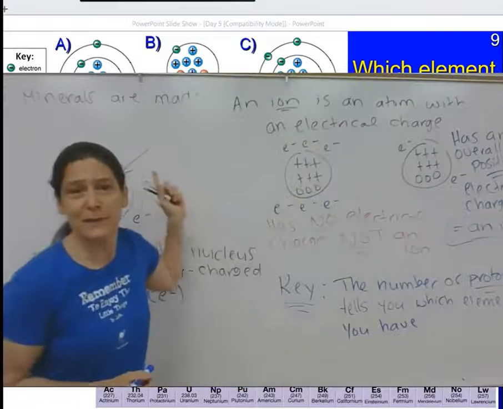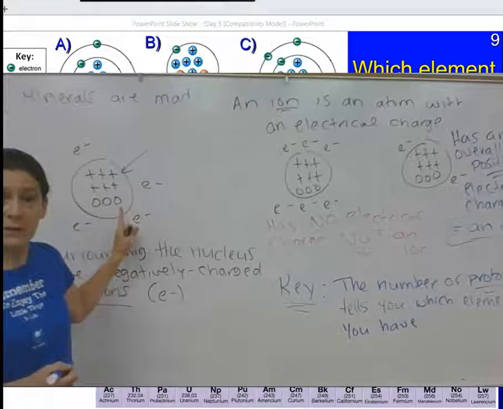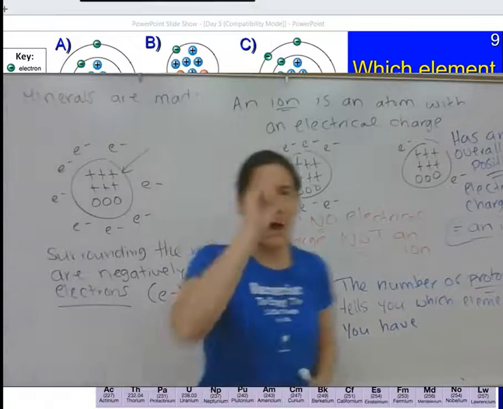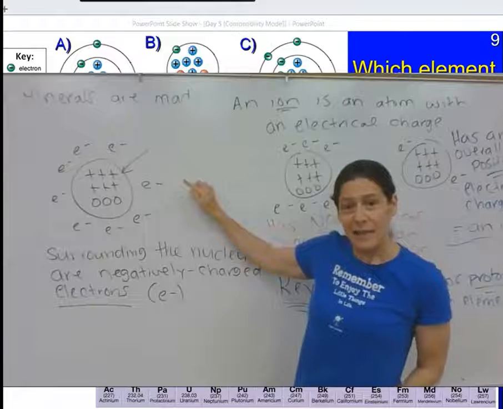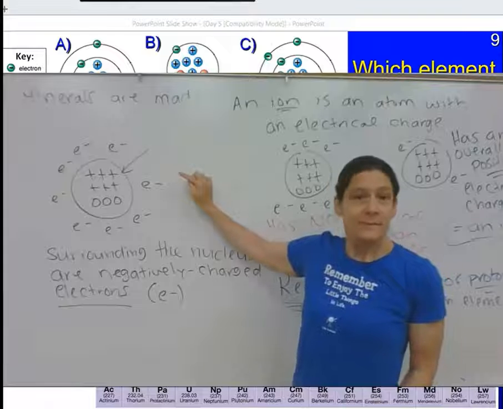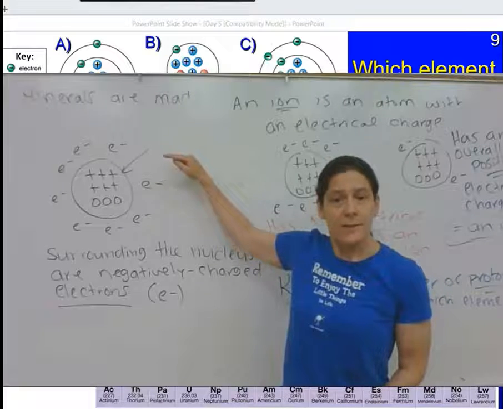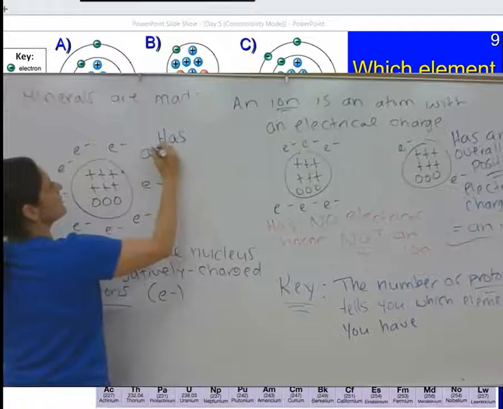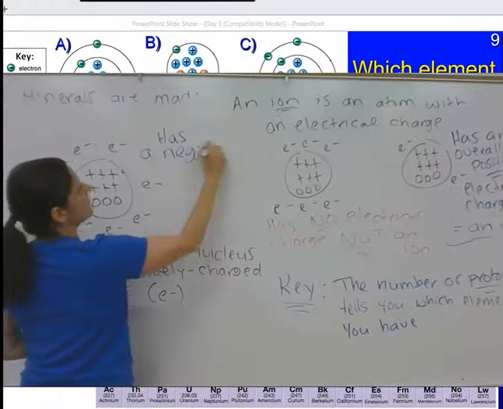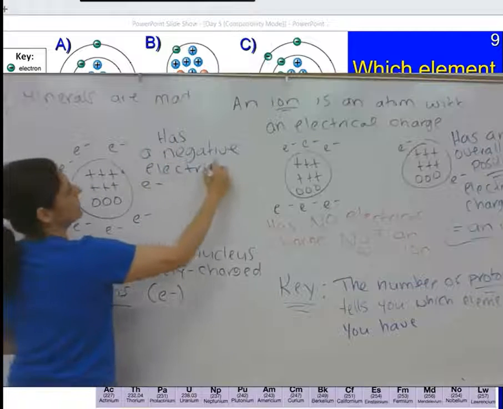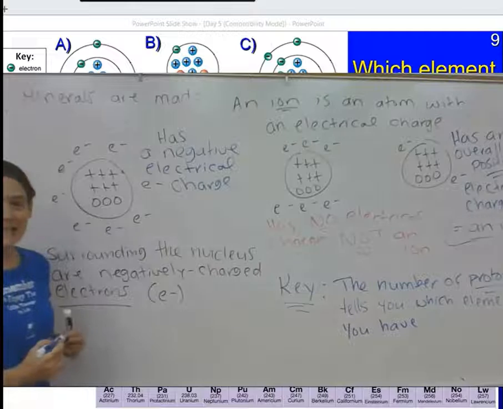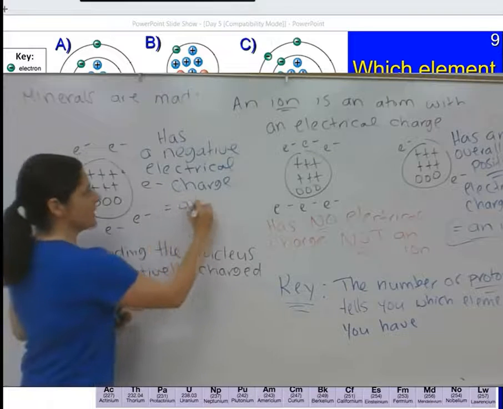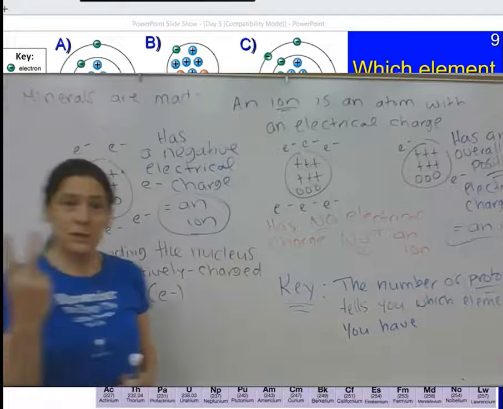The last one on the picture, I'll just use my first drawing of it. It had 6 protons, 3 neutrons, and I think it had 8 electrons. Count your electrons, 8 electrons. So 6 protons, 8 electrons. Does this have an electrical charge? Yeah. So we have more electrons than protons. So this has an overall negative electrical charge. Again, an ion is an atom with an electrical charge. This has one. It's a negative one. It's an ion.